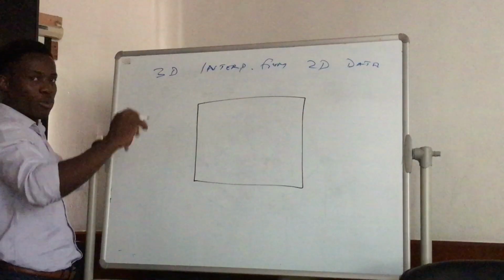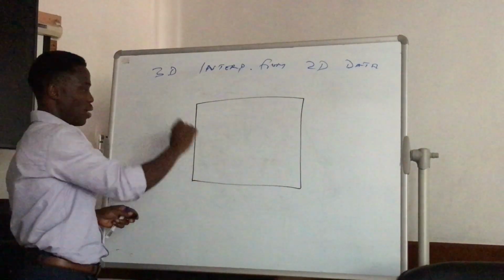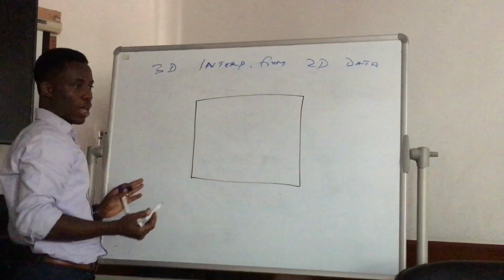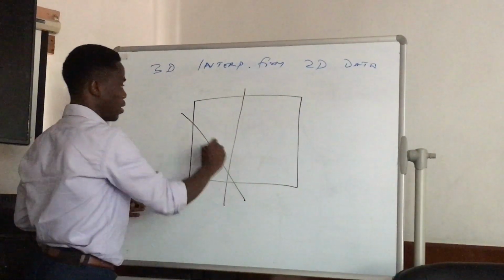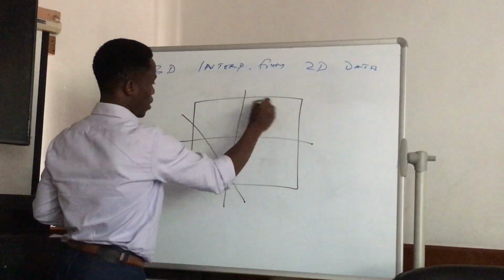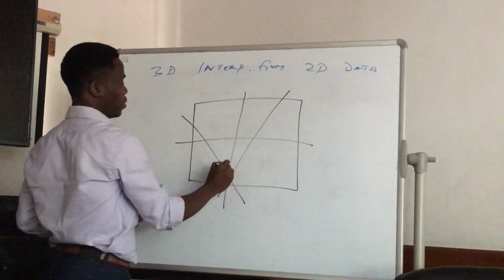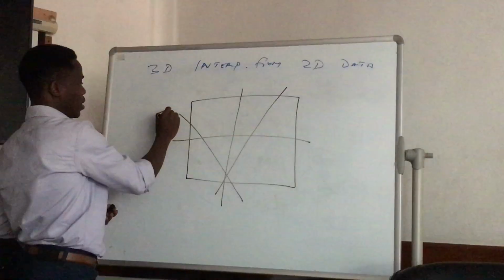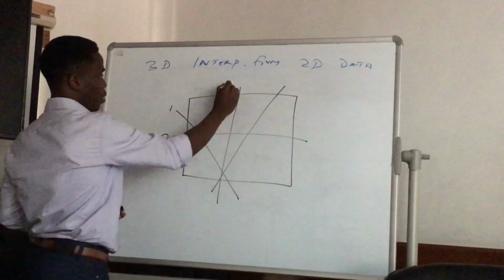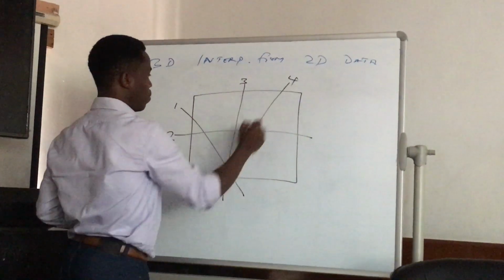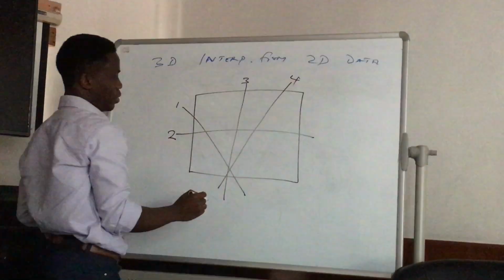like this, looking at it from the top, what do the 2D lines look like? Let's say, supposing I have a line like this, another one like this, another one like this, another one like this. So let's say this is line 1, 2, this is line 3, and this is line 4, right?